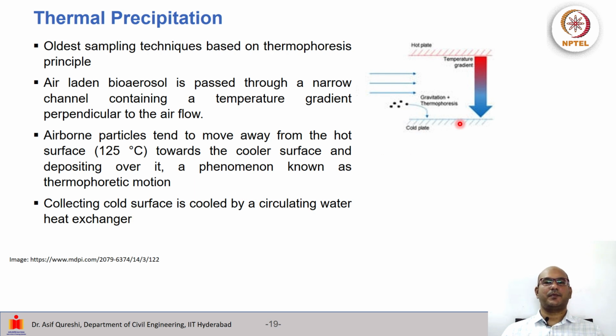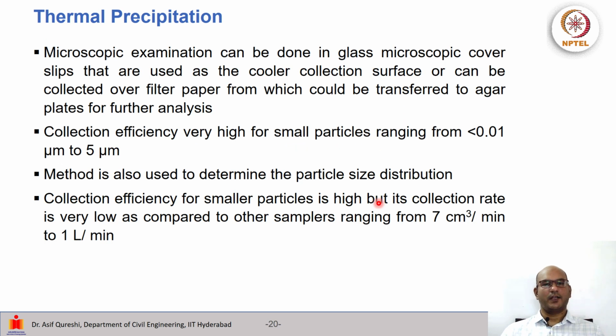The collecting cold surface is cooled by a circulating water heat exchanger. So in this region, we may have cold water being circulated so that the cold temperature is maintained and the particles may continue to be deposited. Microscopic examination of collected matter can be done on glass microscope cover slips used as the cooler collection surface, or the matter can be collected over filter paper from which one can transfer to agar plates for further analysis.